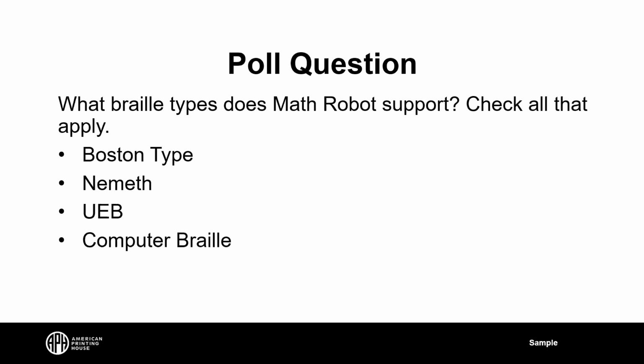Now, what were the correct responses? I will let Joe take that one. Nemeth and UEB. Great. So we stumped a few with computer Braille and Boston type. Awesome. All right, moving on to the next slide.